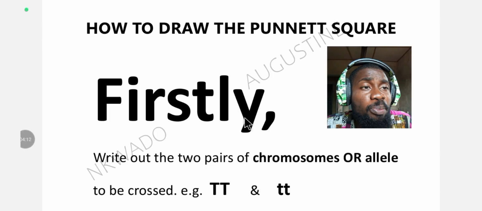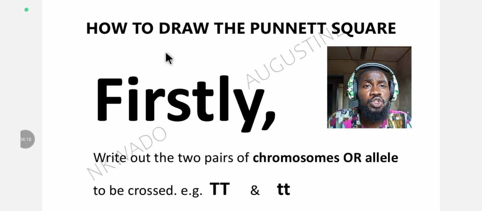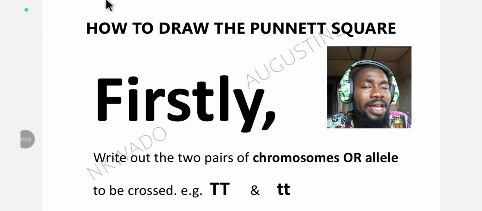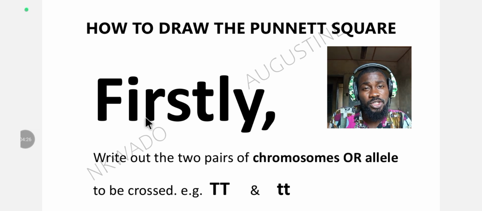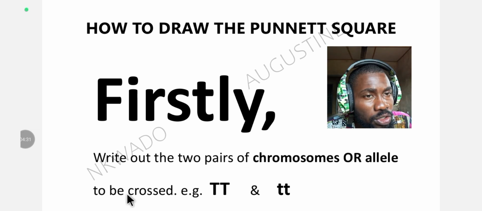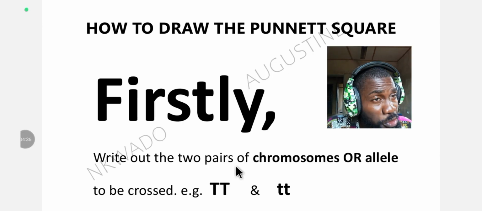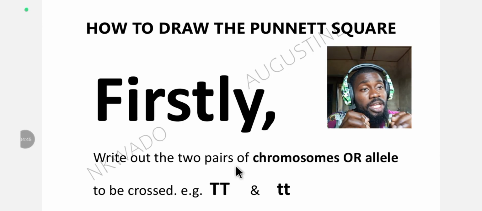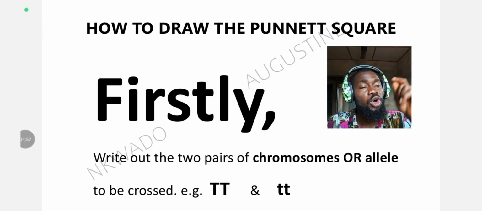Now, how do you use the Punnett square to cross in genetics? How to draw the Punnett square, that's what I want to teach you now. It's very easy, very simple. The first step is to write out the two pairs of chromosomes or alleles that you want to cross. In this case, we don't want to use this to answer the question. I am going to teach you how to use the Punnett square to cross alleles in genetics, but you are going to be the one to use it yourself to cross that question that we just read.